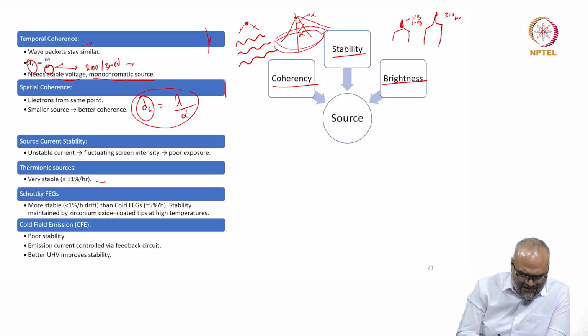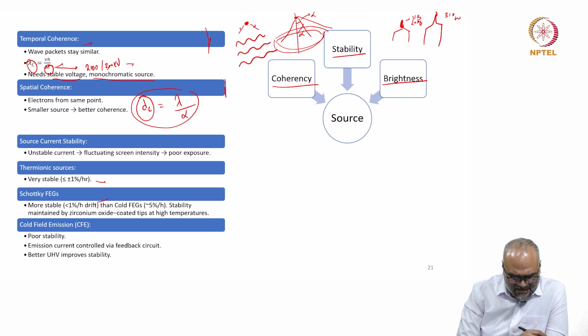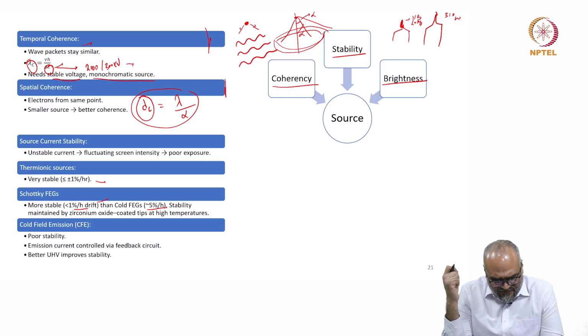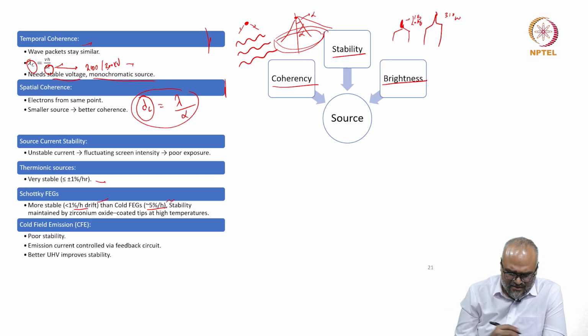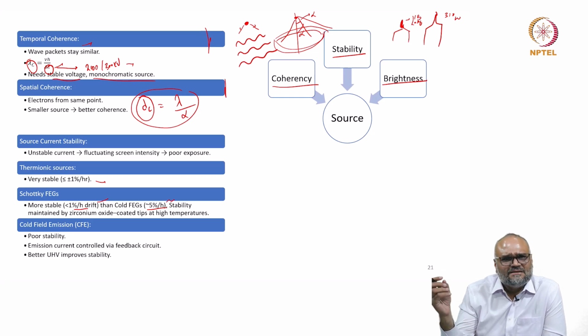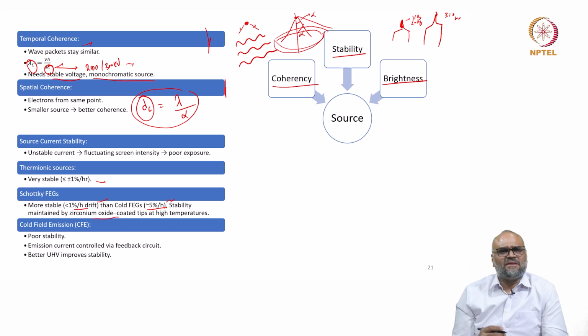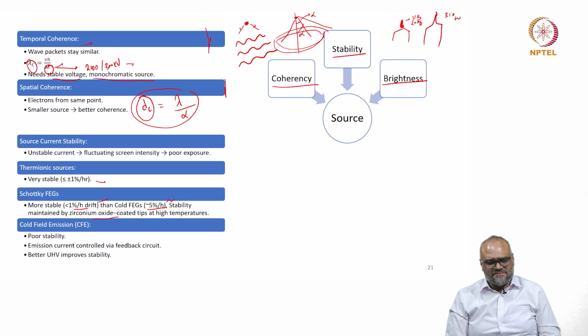When I look at the thermal FEGs or the Schottky FEGs, I would have a stability of more or less 1% over a period of an hour, but you would also have drift of these field emission guns. If I compare the same with cold field emitter, because you need much more stability of the vacuum in a field emitter, the stability is somewhere around 5% over an hour. You can maintain still the stability within field emission guns by having a zirconium oxide coating on tungsten tips.